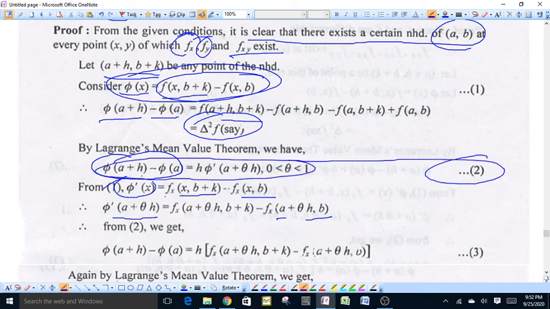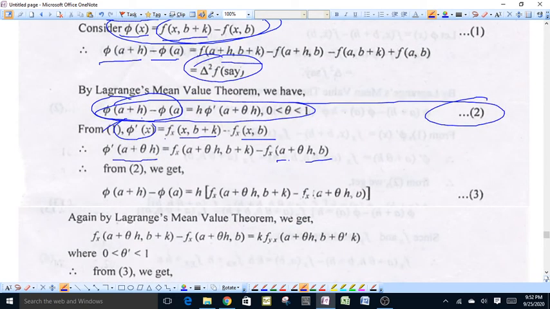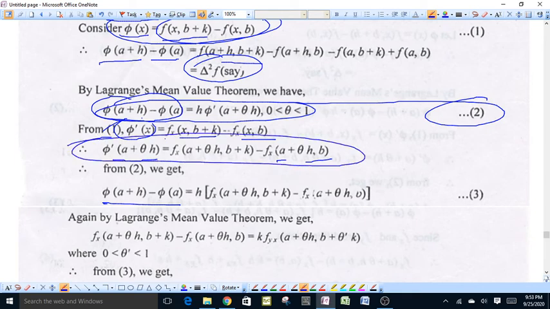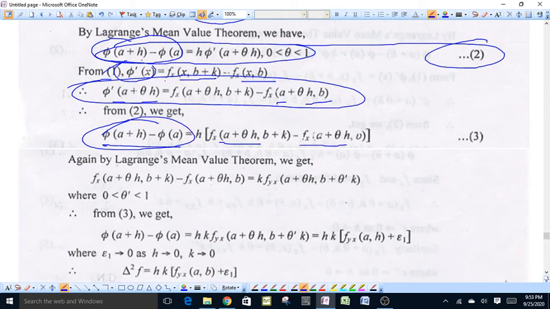From this equation 2, phi(a+h) - phi(a) will be equal to h, by using Lagrange mean value theorem and by putting the values of phi dash (a + theta h) in equation 2, we get phi(a+h) - phi(a) equal to h times [f x at (a + theta h, b+k) minus f x at (a + theta h, b)]. Suppose this is equation 3.